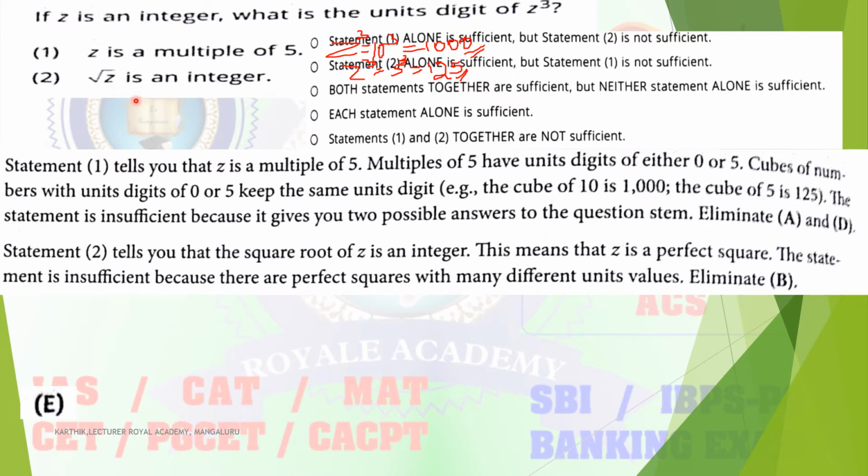So which option is correct? E option. E option is nothing but statements 1 and 2 together are not sufficient for the answer. I hope all of you understood. From the first statement, you are getting two different answers. The second statement is not sufficient to answer the question, so option E is correct.